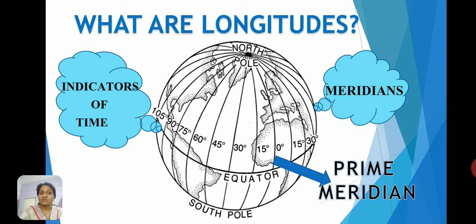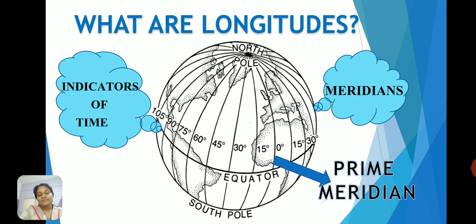Because they show us the time, they are known as meridians. Longitudes are indicators of time. Because they show time, they are also called meridians. So what are longitudes also known as? Longitudes are also known as meridians. Why are they called meridians? Because they show time. They help us to check time.